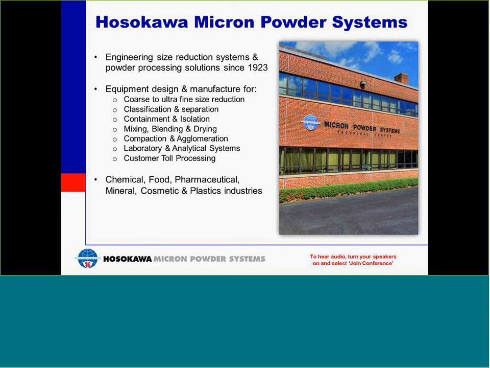Powder Systems was founded in 1923 under the name Pulverizing Machinery. We design and manufacture equipment for size reduction, classification, mixing, containment, compaction, and laboratory analysis. Research and testing facilities, complete with an analytical laboratory, are in our New Jersey office. At this time, I'd like to introduce today's presenter, Tim Calvo, from our Analytical Equipment Department, who's been a member of the Hosokawa team for more than 25 years.